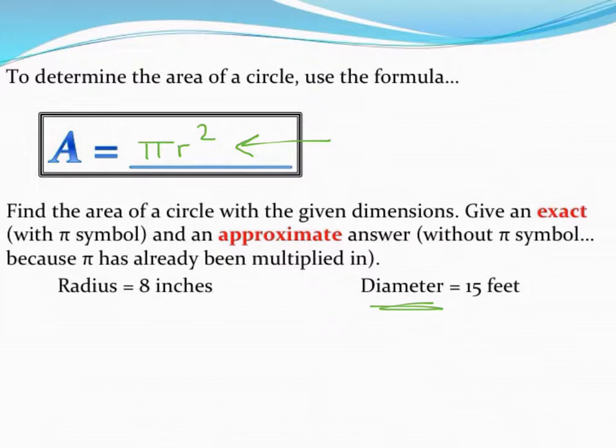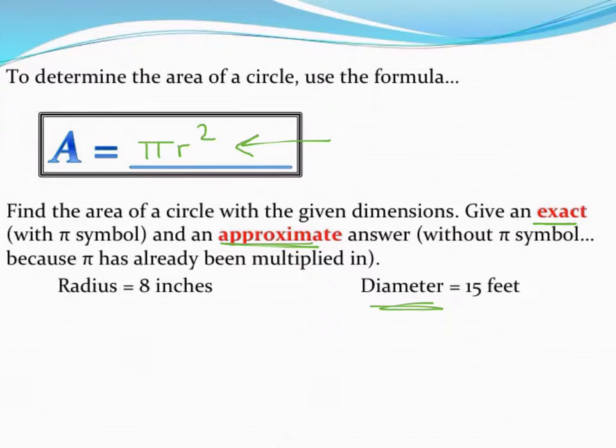And make sure you square the radius, not the pi, and make sure you do the exponent first. Make sure you square before you multiply by 3.14. As we discussed in our previous video a few videos ago about circumference, we can also have exact and approximate answers. So exact answers will have the pi symbol, approximate answers will not have the pi symbol. We've replaced it with a number. 3.14 is what we're going to use for pi.